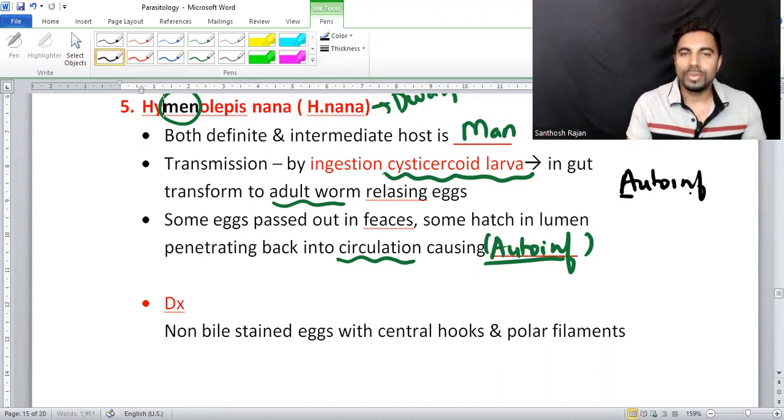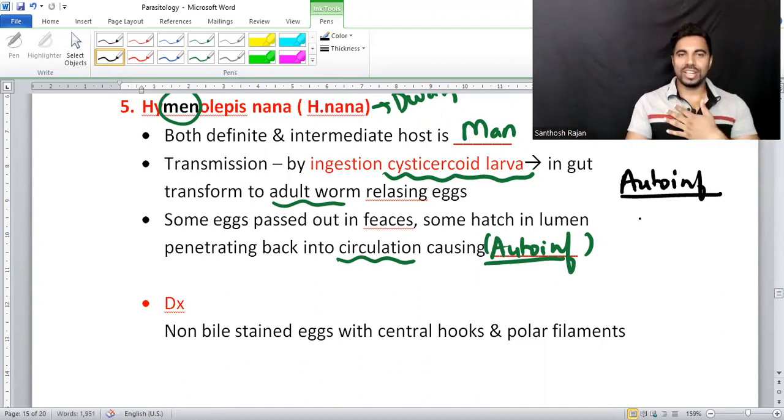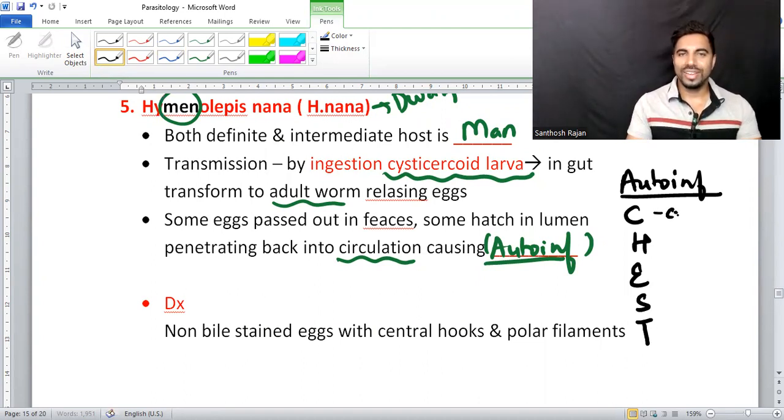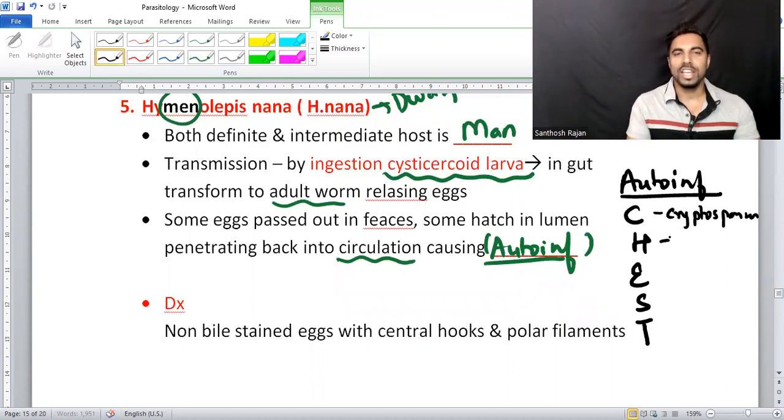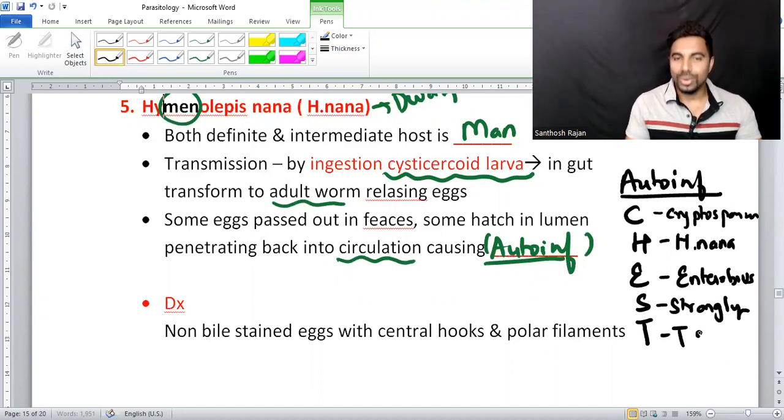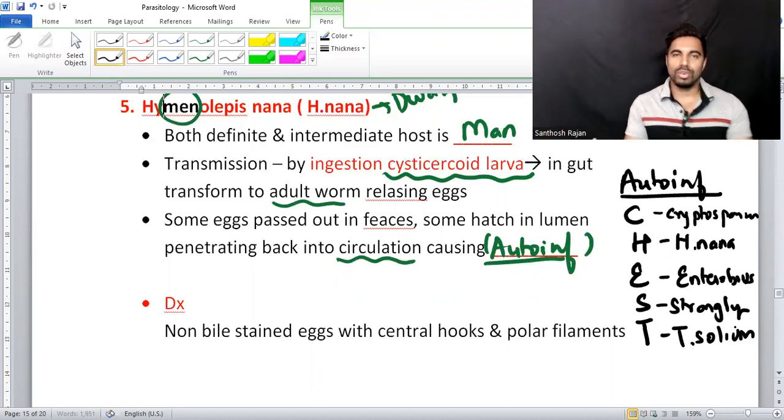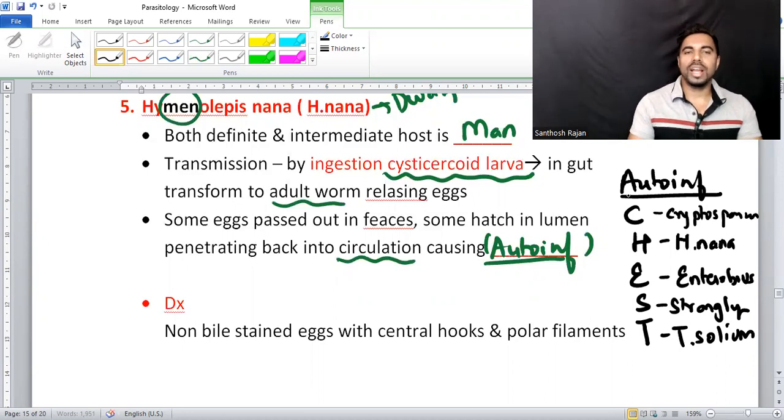The shortcut is CHEAT: auto-infection has hit you in the chest. C for Cryptosporidium. You remember it's the most common cause of diarrhea in HIV patients, an acid-fast parasite in protozoa. H for H. nana, Hymenolepis nana. E for Enterobius vermicularis, which we will talk about in roundworms. A for Strongyloides also, which we will see. And T for Taenia solium. Taenia neurocysticercosis is one of the auto-infections, right? This question will be asked. Please remember, it's a very important question.